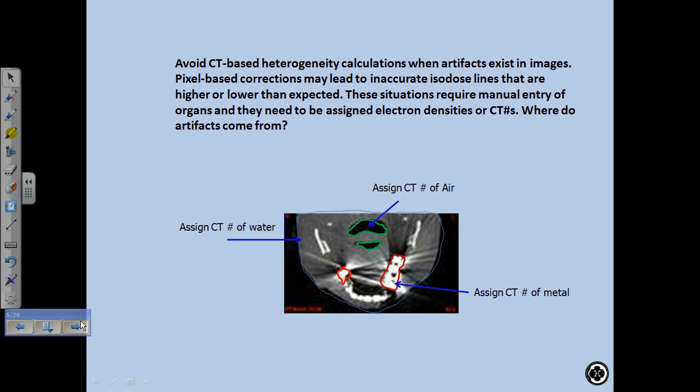Okay, so in this case, with the metal implants, I think I already talked about this, but I didn't have the slides up. You assign the CT number of water to the whole body. Okay, so now the whole body's water, it's a homogeneous phantom. And then you start contouring the areas that you think would affect your isodose lines. So for air, you contour the air out, and you assign that a certain CT number. Okay, and then for metal, the same thing. You assign a CT number for metal.